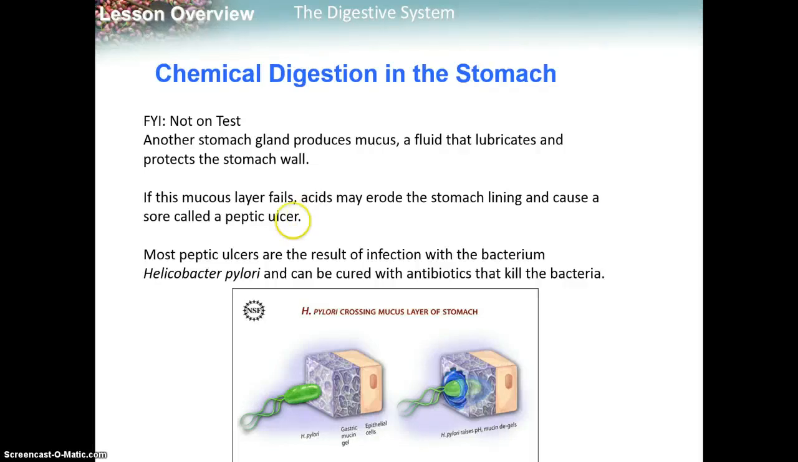Now most ulcers are actually caused by a bacterium called H. pylori. So if you're starting to get an ulcer, your doctor will probably look into getting a culture of your stomach to see if you have H. pylori, and you can get treated with antibiotics to kill that bacteria. So here's the H. pylori creating a hole within the mucus lining of your stomach, so then acid later on would be able to reach through here and break down the wall of your stomach to create an ulcer.